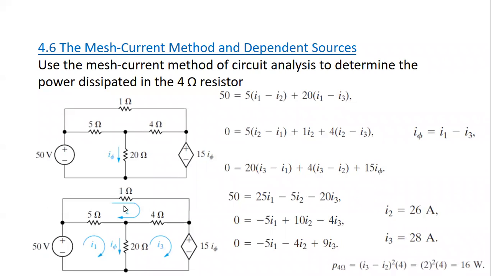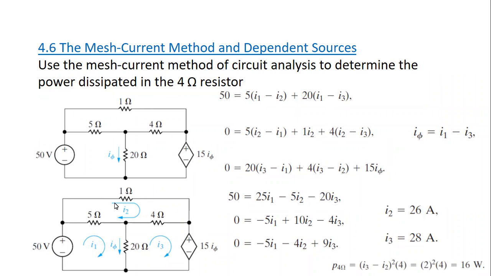Okay, the second mesh is this one. So let me start with the 5 ohm resistor. In the 5 ohm resistor, the voltage drop is 5 times the current which is flowing in the direction of the mesh current. So the current in 5 will be I2, and we see that this current is going in the opposite direction. So it will be I2 minus I1. So it's 5 times I2 minus I1. For the 1 ohm resistor, we have only one current, and this current is I2. So it will be 1 times I2.